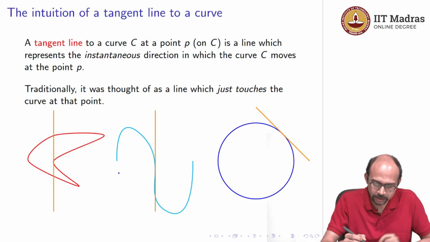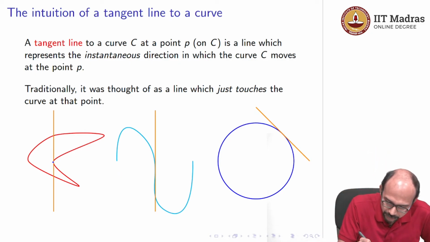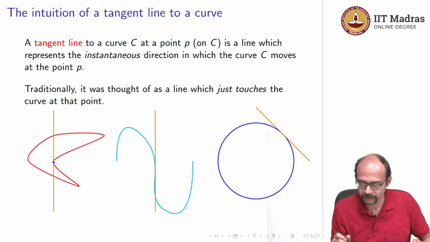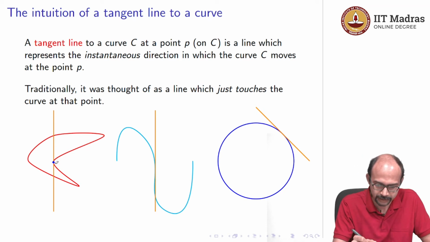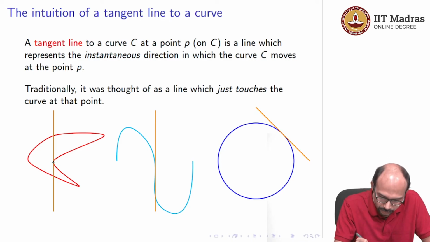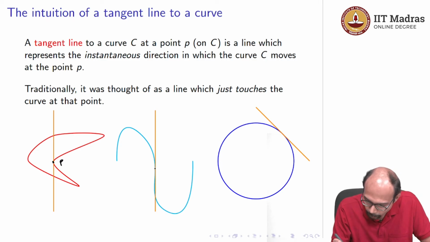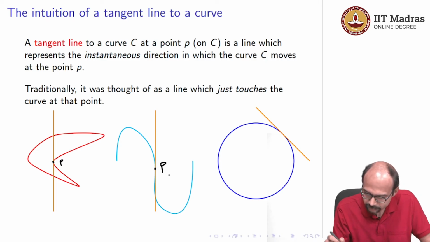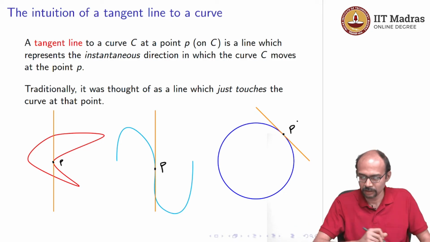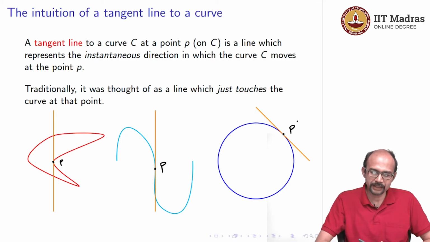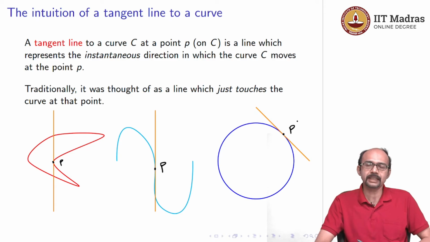Fine. So what are the points P here? So the point P here is, this is the point P here. Maybe I should use a different pen. Let's erase this. Okay, so here is your point P. This is your point P. In this picture, here is your point P, and in this picture, here is your point P. Okay, so you can see in all these three cases, that is the instantaneous direction in which the curve moves.